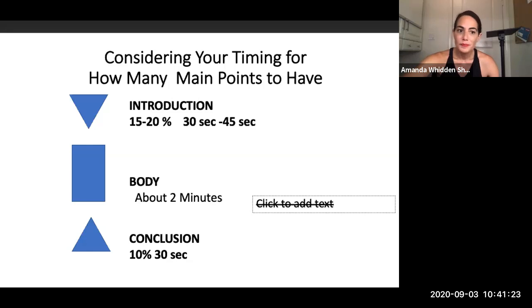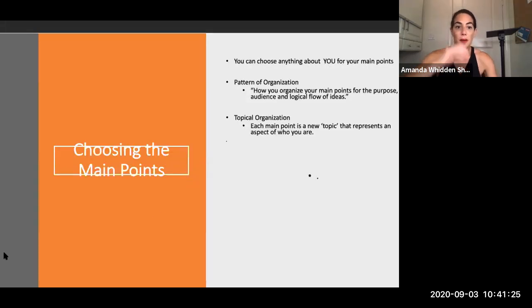Keeping that in mind, I want to show you about choosing these main points. So for your main points, remember, you can choose anything that you want. We will go into the pattern of organization. Like I said, it's just this logical flow of ideas. And that's what I will talk about a lot this semester, this idea of pattern of organization. But each new main point is going to be a topic. And that's what we're going to be doing here with topical organization. Each main point will be a topic about you.